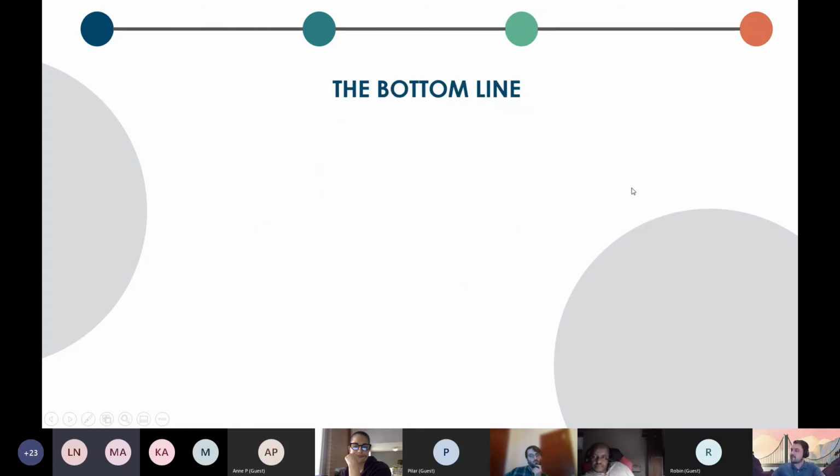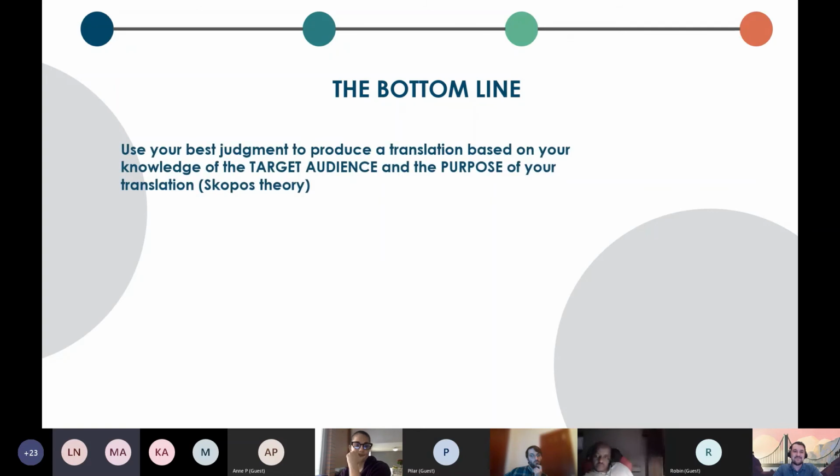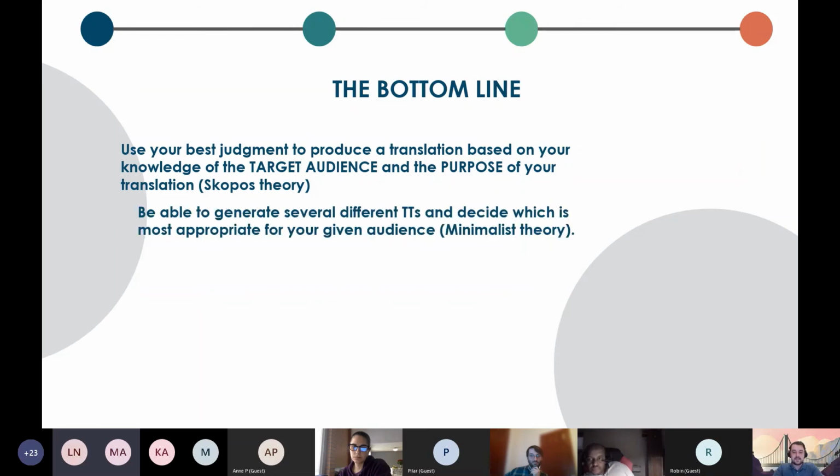To recap, and we'll turn to questions, the bottom line is, and here I am with my low context culture, laying down the rules and then telling you about them and then summing them up again. Of course, use your best judgment to produce a translation based on knowledge of the target audience and the purpose of your translation. So that's our Skopos theory. Be able to generate different target texts. So knowing the different levels, the different registers, and the different text types, and being able to produce the most appropriate one. That's our minimalist theory by Pym.